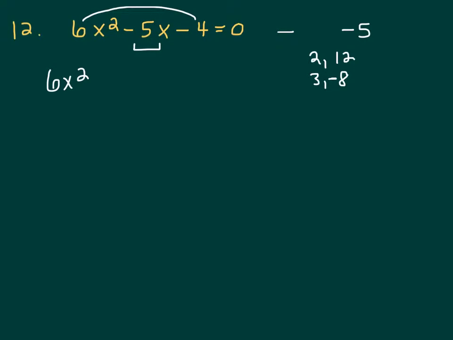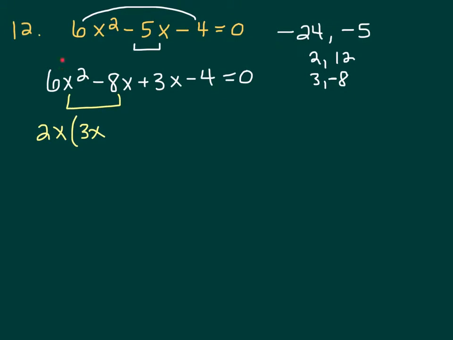So we still have our 6x squared, and instead of negative 5x, we're going to rewrite it as negative 8x plus 3x, because it's still the same thing. Still minus 4 equal to 0. Now we can factor by grouping. Greatest common factor of those two is 2x times 3x, because remember we have to get up to 6x squared, so 2x times 3x would give us that 6x squared. Minus 4, 2x times negative 4 would give us a negative 8x.